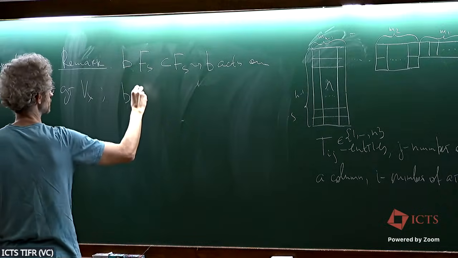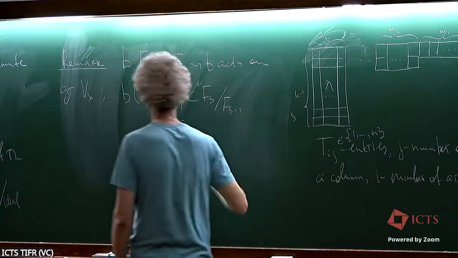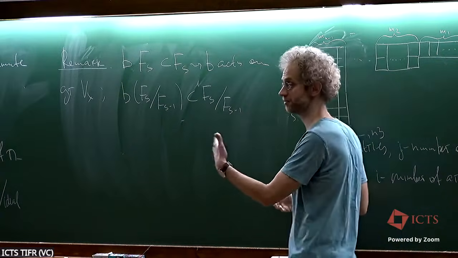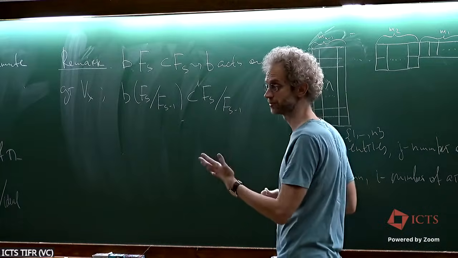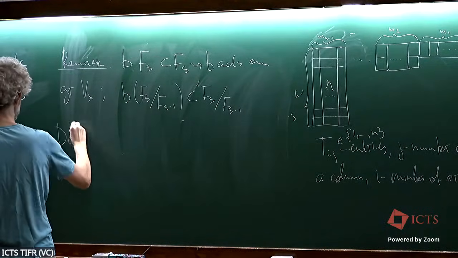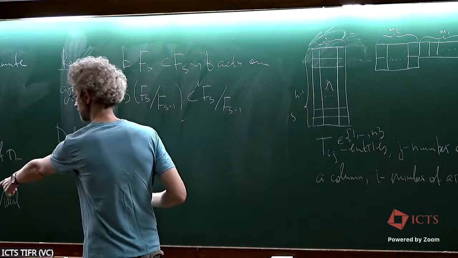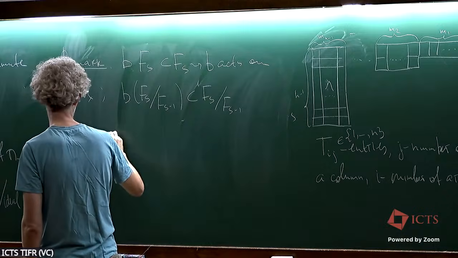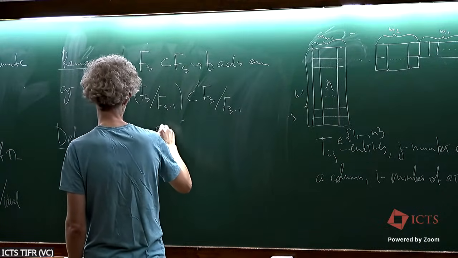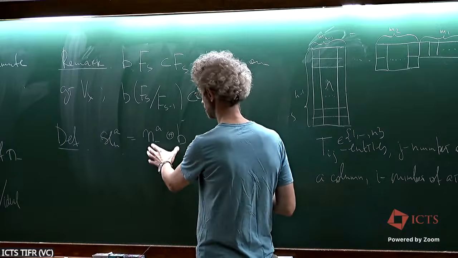Moreover, B applied to Fs over Fs minus 1 is inside Fs over Fs minus 1. So we have a grading on this V lambda, just the grading corresponding to this S. The action of n minus increases this grading by 1, and the action of B preserves this grading. Okay, so let me give you the definition. We can ask what is the Lie algebra formed by this n minus a and B. The definition is: let SLN a, a kind of degenerate algebra, be the direct sum n minus a plus B. This is the direct sum of vector spaces.